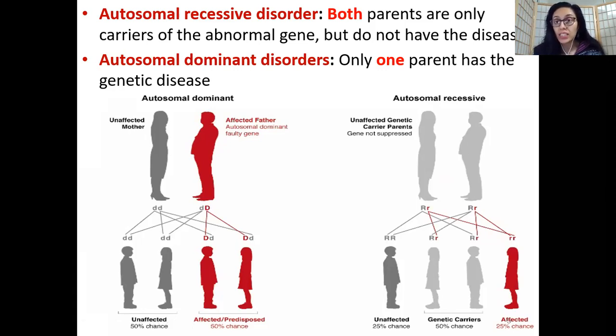They are not exhibiting signs and symptoms of PKU. And then you have a 25% chance where the child is completely healthy, not at all affected by PKU, and not even carrying a recessive gene. So that is called an autosomal recessive disorder.